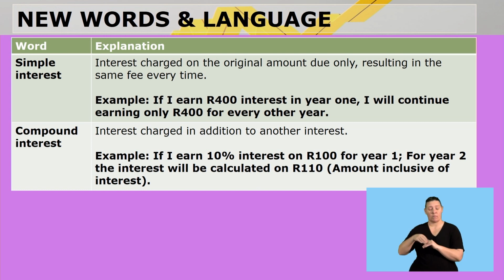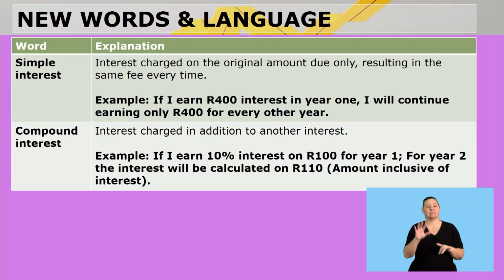Compound interest, the interest charged in addition to another interest. That means you will earn interest on interest. Every year, your interest amounts will be added to your value, and that's how you will then earn your interest. Example, if I earn 10% interest on 100 Rand for year 1, for year 2, the interest will be calculated on 110 Rand. The amount will be inclusive of the interest.